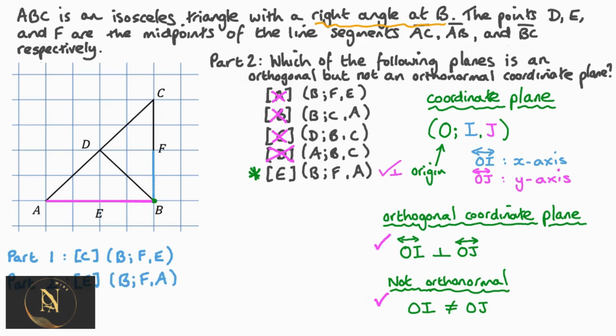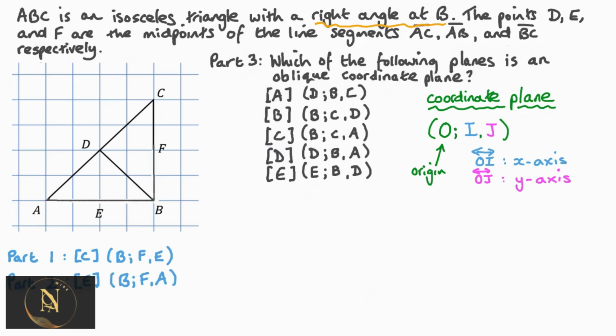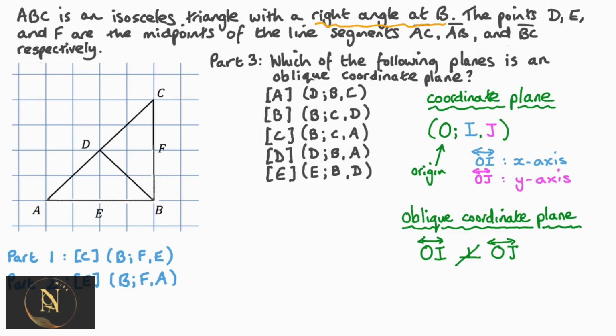So now let's look at part 3. This asks us which of the following planes is an oblique coordinate plane. Option A, plane DBC, option B, plane BCD, option C, plane BCA, option D, plane DBA, or option E, plane EBD. So we're looking for an oblique coordinate plane, that is a coordinate plane whose axes are not perpendicular.